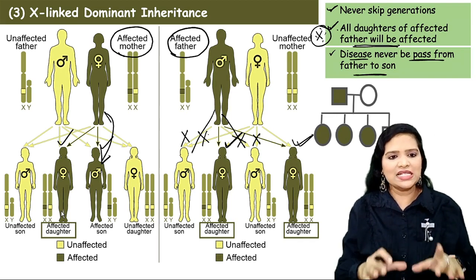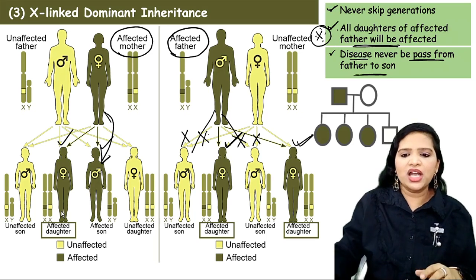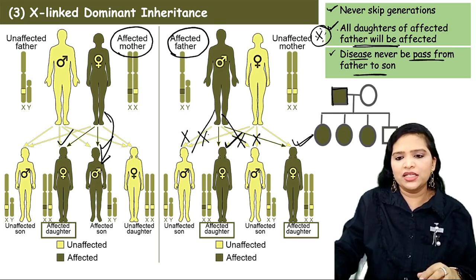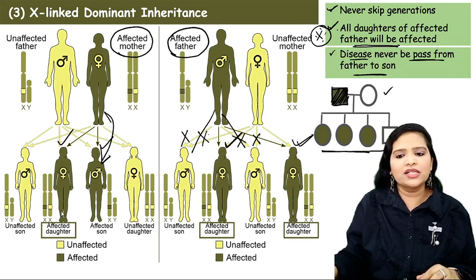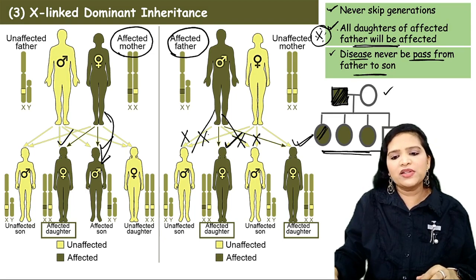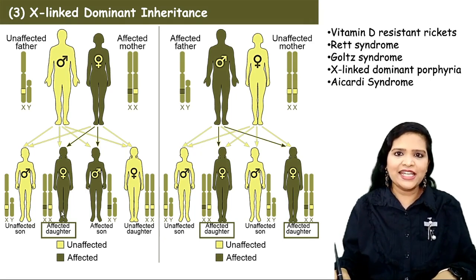Okay, so this is called X-linked dominant type of inheritance. So when you draw a pedigree chart for this, look here, this is the father who is affected, mother unaffected. So they are having 4 kids, 3 daughters and 1 son. All the daughters will be affected. So the chart will be like this. So this is called X-linked dominant.